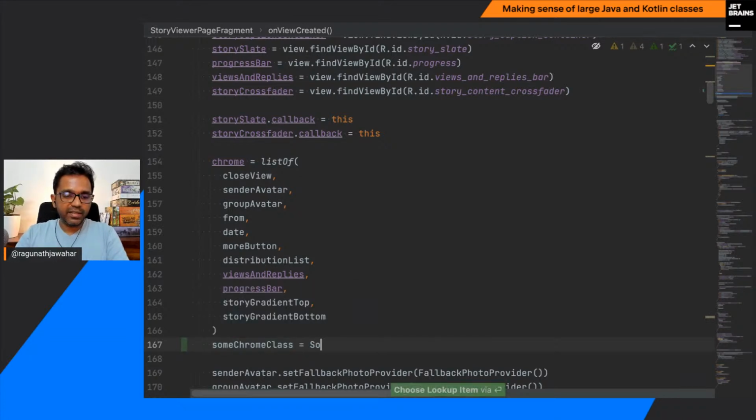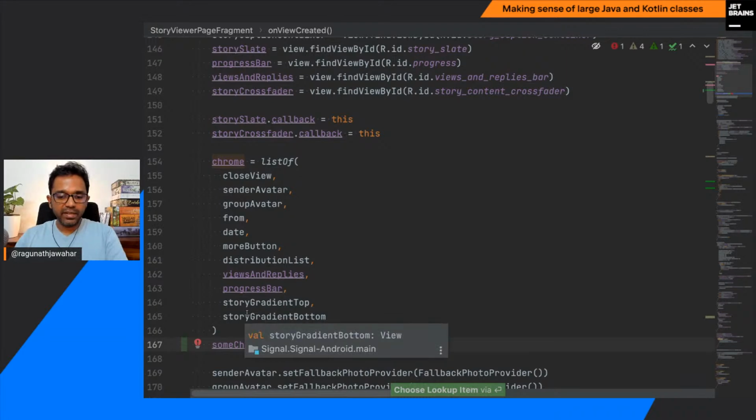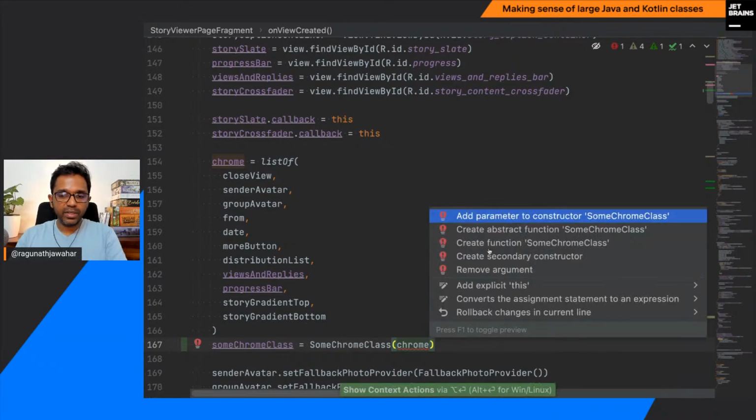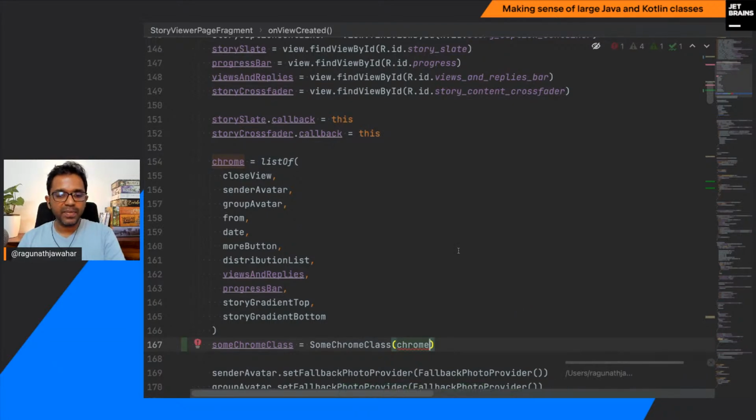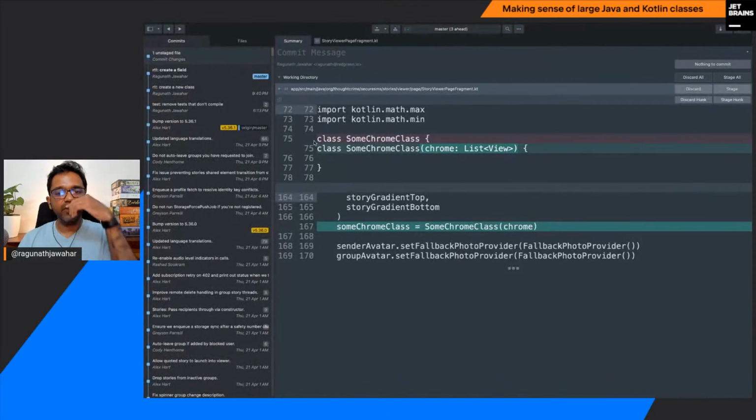So what I'm going to do here is I could say some Chrome class, right? I can instantiate it here, call it some Chrome class, and then pass in the Chrome as a parameter. Now your IDE and the compiler are going to complain, but then you can add a parameter to the constructor, and not too much. So now everything looks good. I go back here and look at it. So I use the IDE's change signature to introduce a parameter.